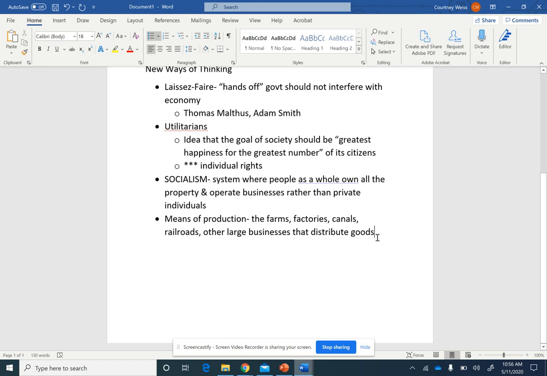Okay. One of these thinkers was Karl Marx. Karl Marx was a German philosopher, and he wrote the Communist Manifesto. And you know, he took it even further.